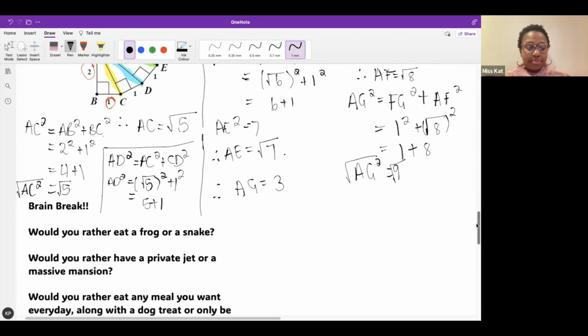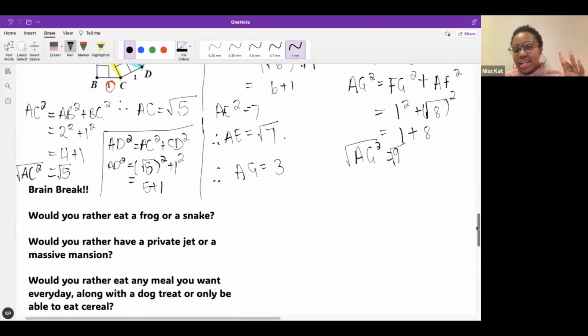Let's go on. Would you rather eat any meal that you want every day, but you have to eat it with a dog treat, or only be able to eat cereal? I don't care about dog treats. I will eat the dog treats. It's fine.